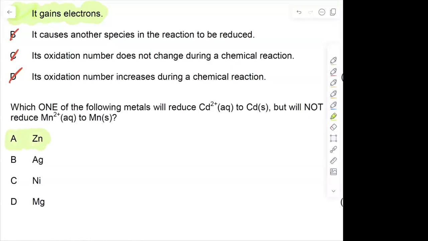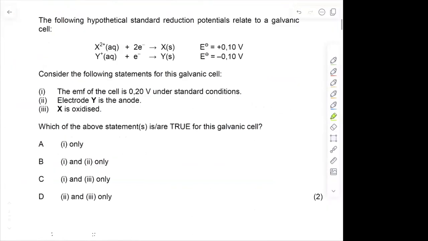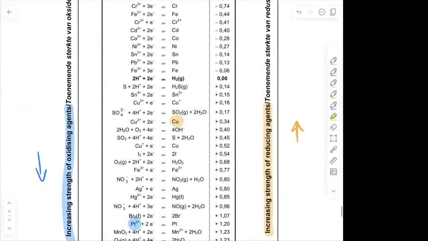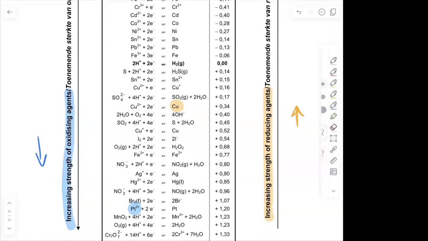zinc, right? And then the question is, well, why, how? Let's quickly go look at our table of reduction potentials, and I'll show you how to figure this one out. Remember, the question's asking which one of the metals will reduce Cd but not manganese, right? Let me use table 4B. It's the one that you use at school, but you can really use any of them, right? So the question is asking about Cd and manganese, so let's first find those.